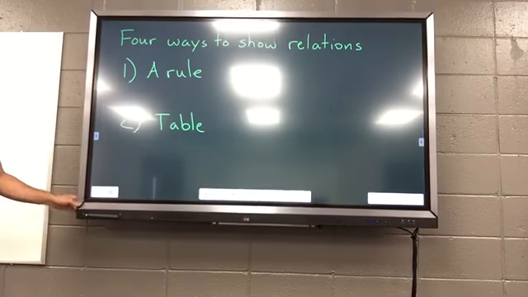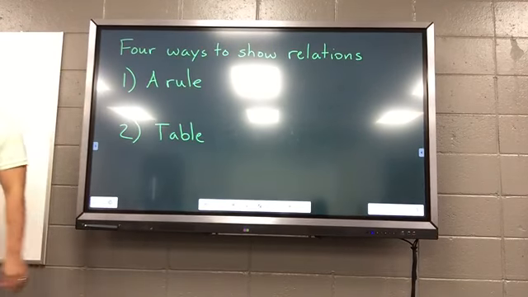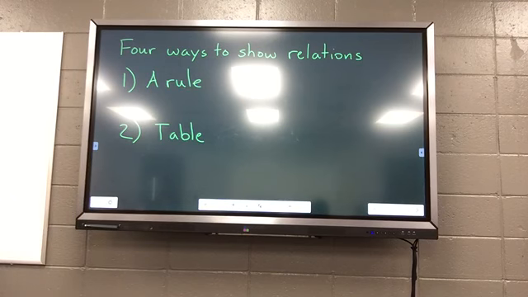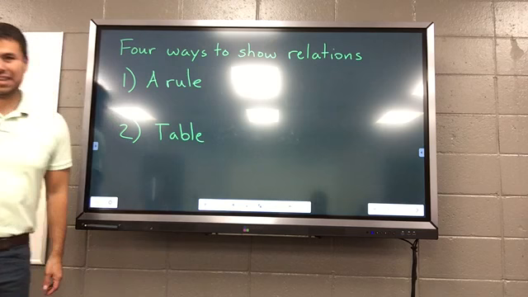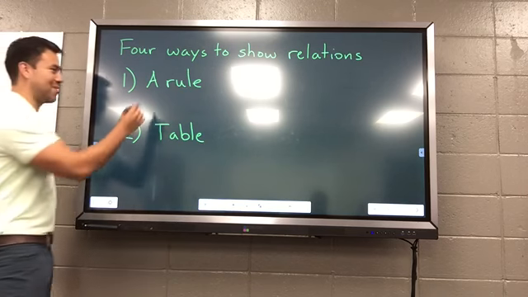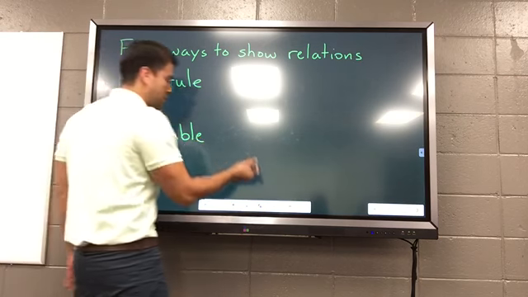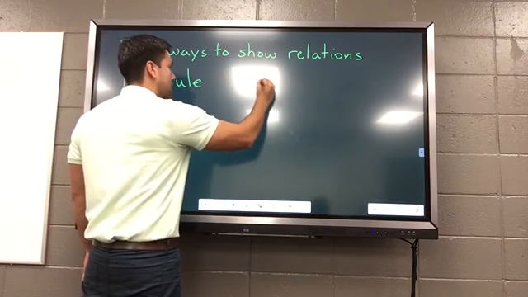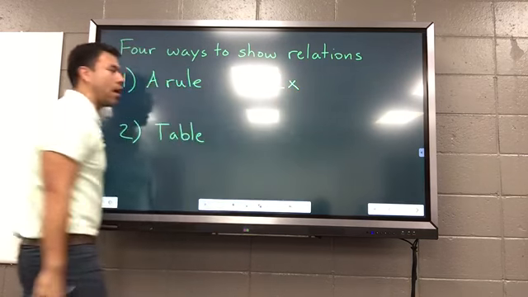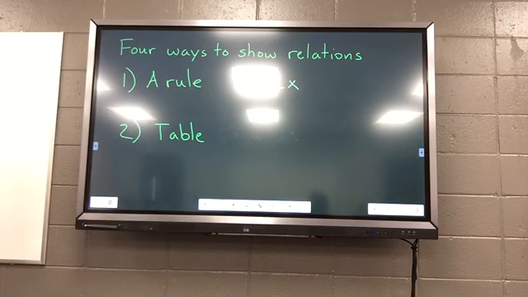There are 4 ways to show relations, 2 here, 2 on the next screen. So the first way is a rule. A rule, like rules, regulations. Okay, so what's the rule in this case? I think some of you kind of said it already, but you multiply by 2. We would say y equals 2 times x. Seems pretty complicated.